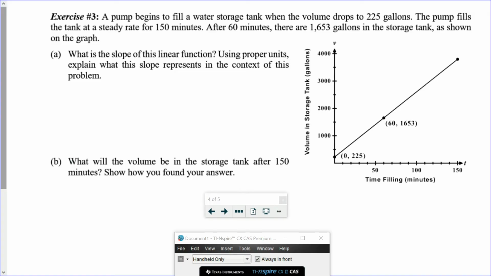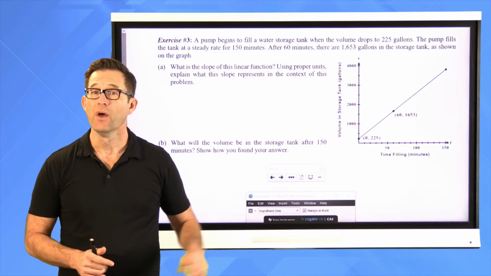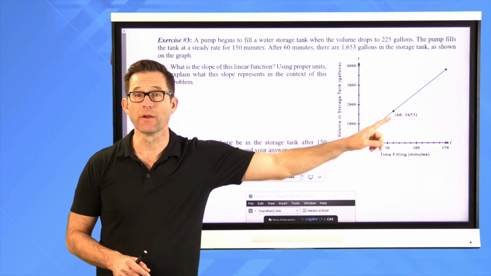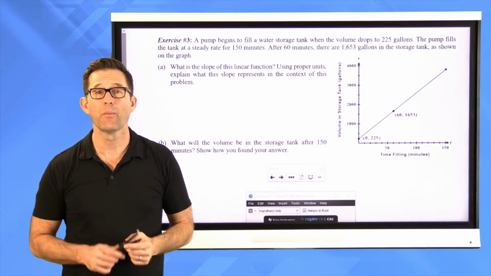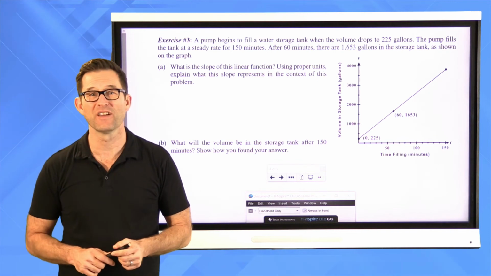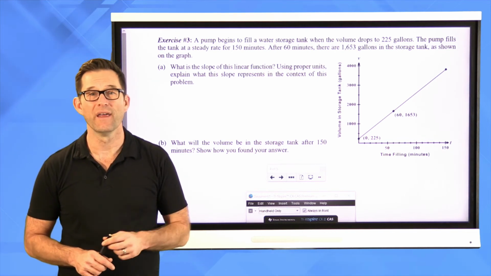Letter A, what is the slope of this linear function? Using proper units, explain what this slope represents in the context of this problem. All right, well look, you've got 2 points that lie on this linear function. Therefore, you should be able to calculate the slope and come up with its units and come up with an interpretation based on the units. So go ahead and do that.